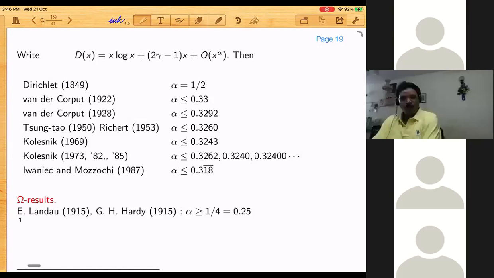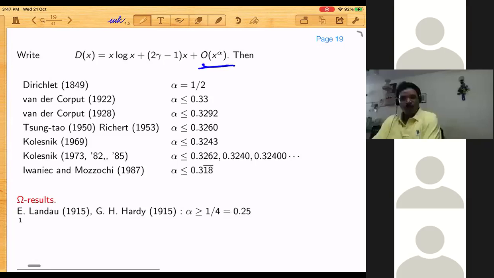Okay. Here again, we cannot go below 1 by 4 because we have the omega result by Landau and Hardy, saying that this exponent alpha has to be at least 1 by 4. All right. So any result which says that O of x to the power 1 by 4 minus epsilon is false. This is the importance of omega results. Okay. But we are far away from 1 by 4.